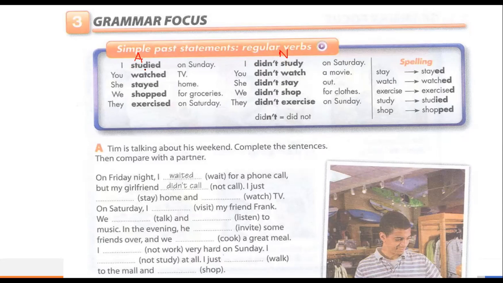Positivo es, you know, positive, I studied on Saturday. Negative, I didn't study. Positive, you watched TV. And negative, I didn't watch a movie. She stayed home. She didn't stay out. We shopped for groceries. We didn't shop for clothes. They exercised on Saturday. They didn't exercise on Sunday. Okay? Entonces, pongámosle cuidado que en negativo, el verbo mantiene su forma básica. All right? You say, I didn't watch. I didn't stay. I didn't shop. Over there. Okay?